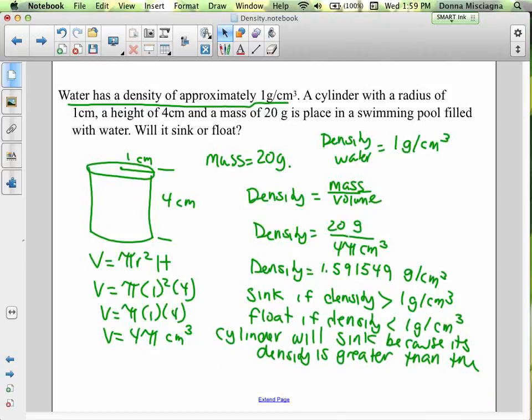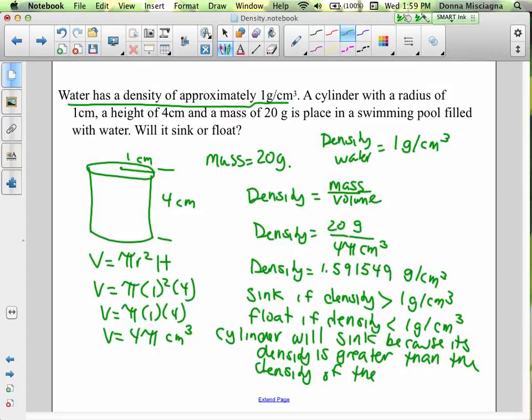Then the density of the water. Okay. Any questions on this? So this one was a multi-step problem. We had to solve several things on it. And you also had to interpret the information.